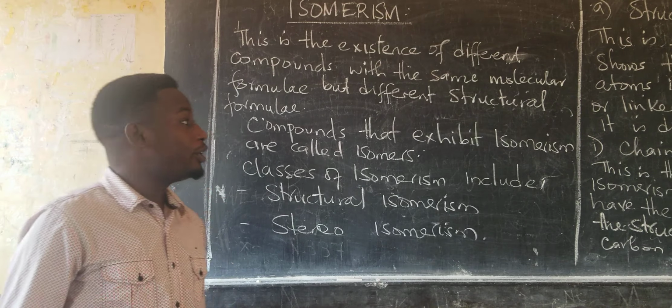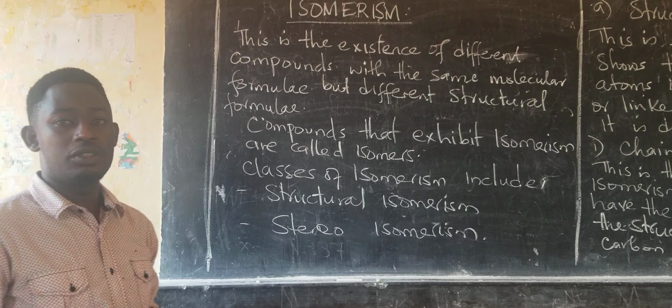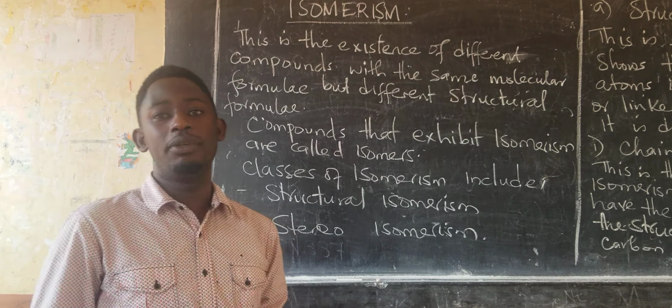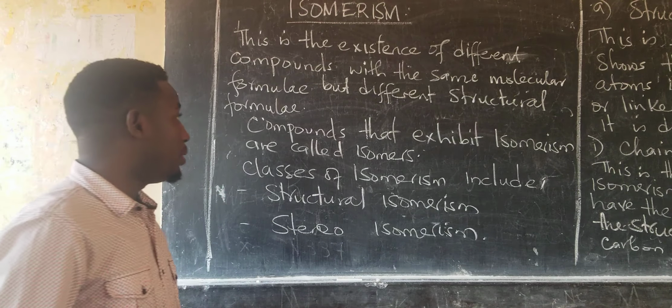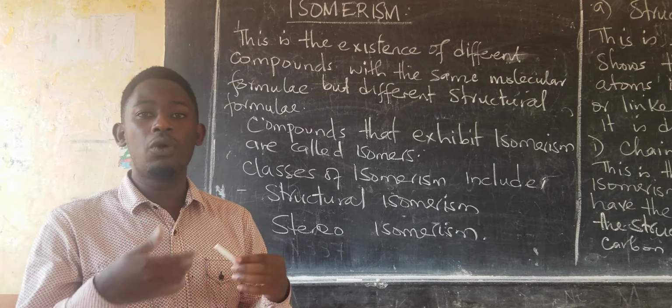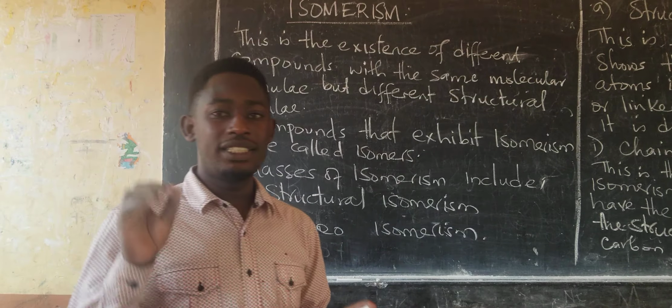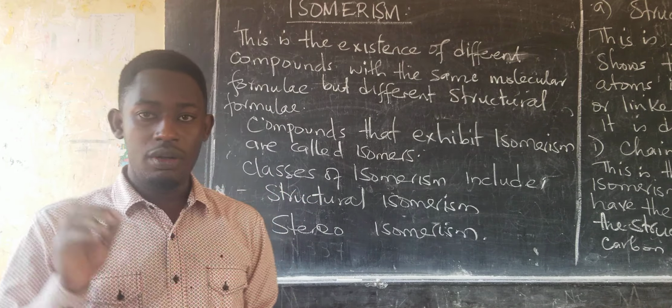Okay, we are going to talk about isomerism. Organic compounds exhibit what we call isomerism. As I was saying, isomerism is the existence of organic compounds with the same molecular formula but different structural formula.